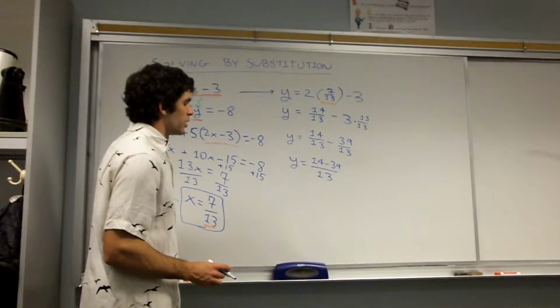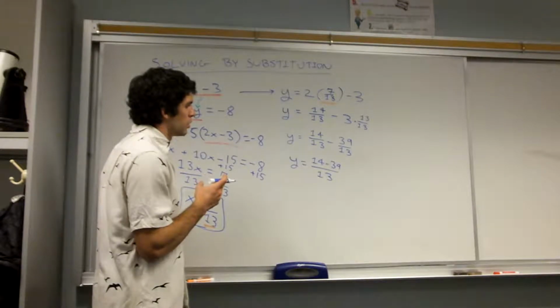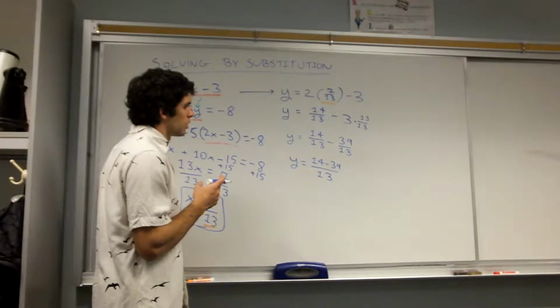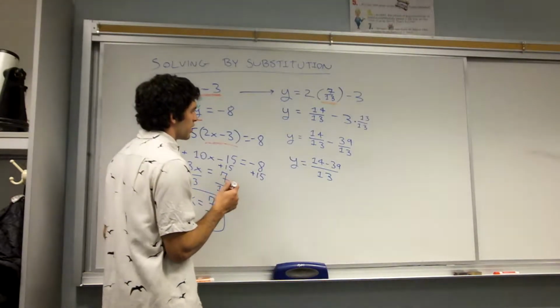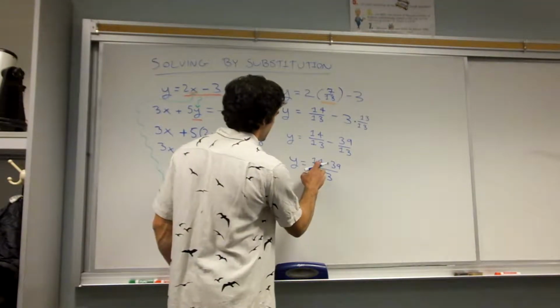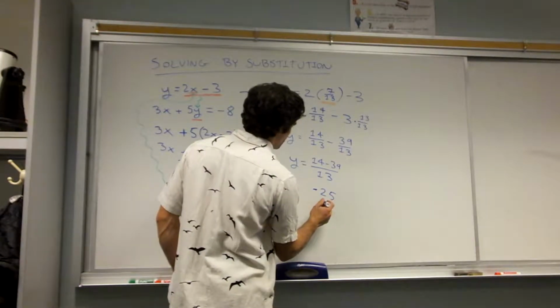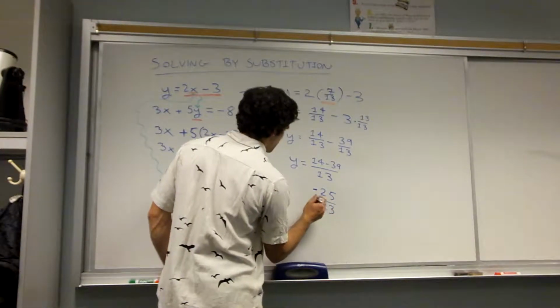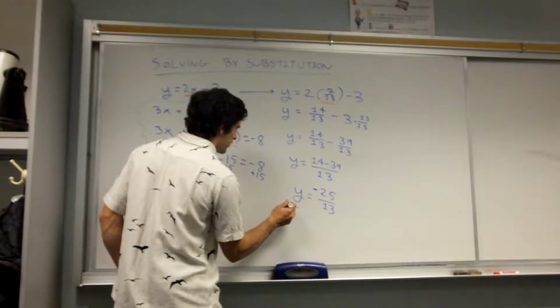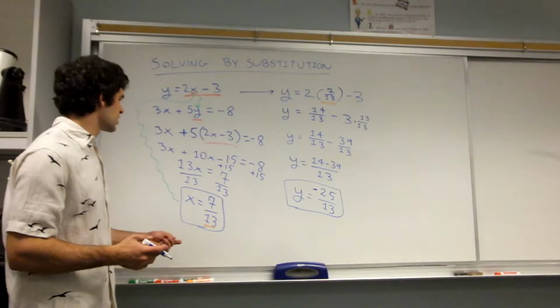We get, let's see, we would get, sorry, this is taking way too long. We'd get a negative 25 over 13, which is equal to our y value. So now we've solved our system of equations.